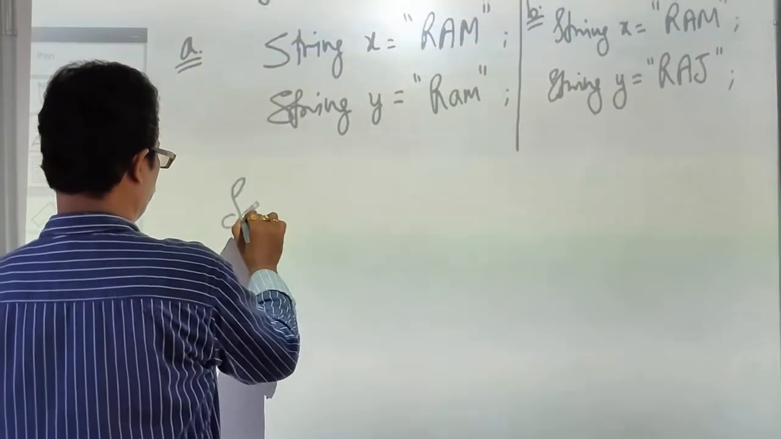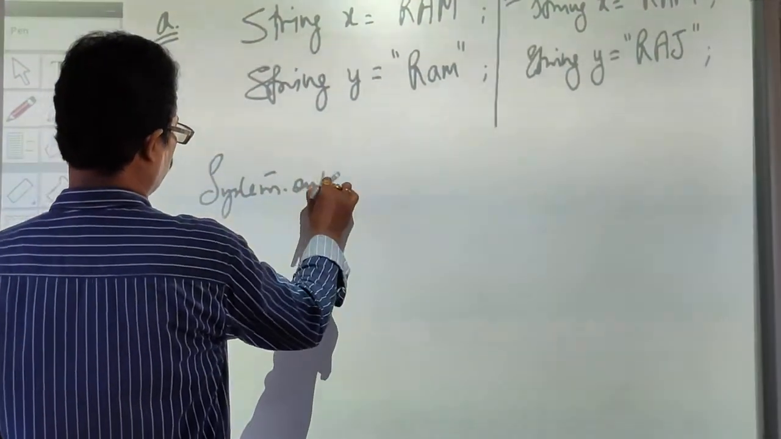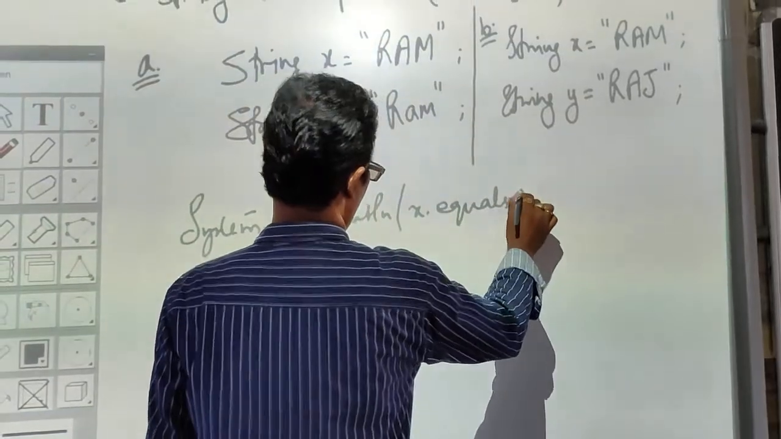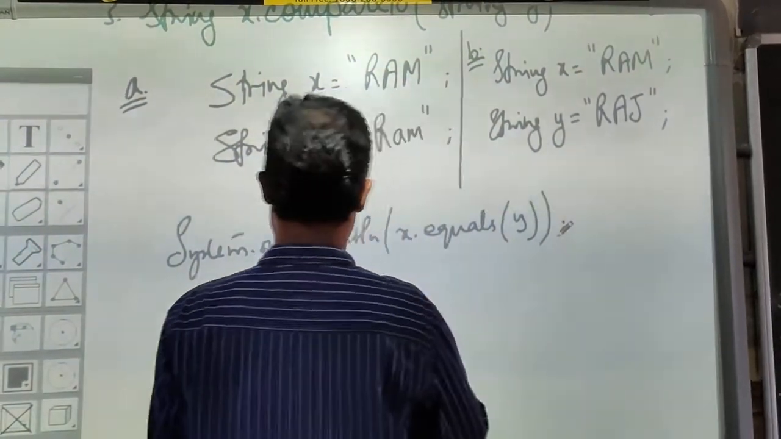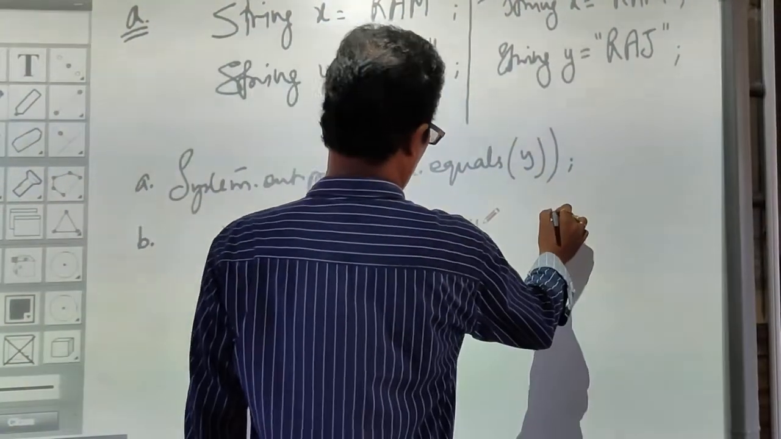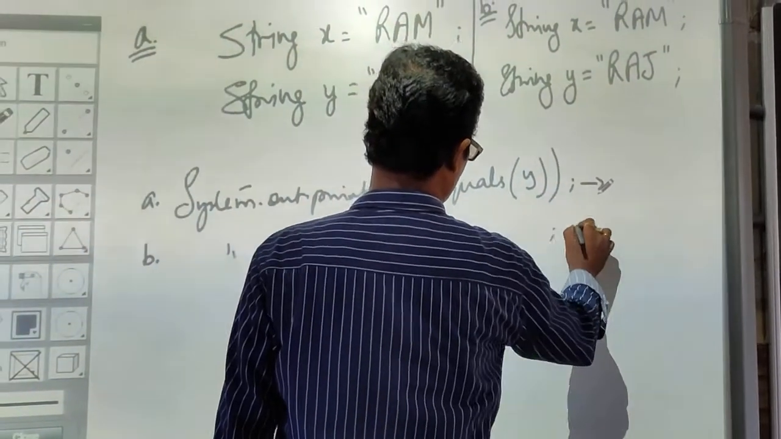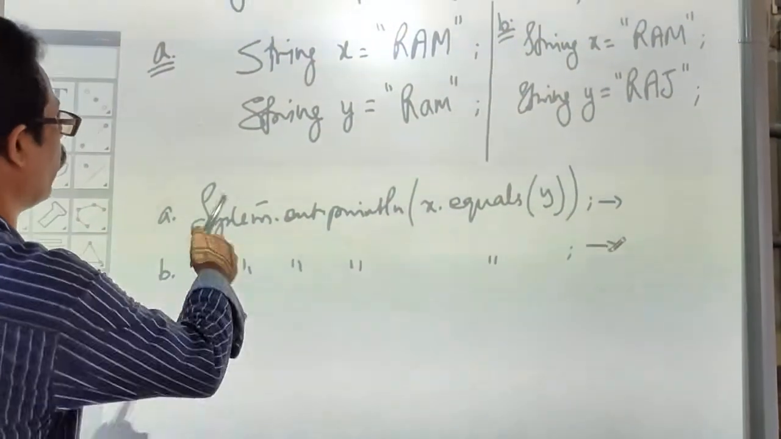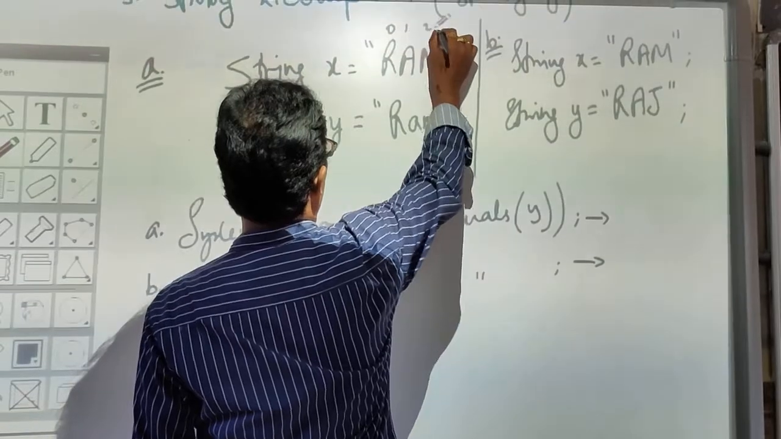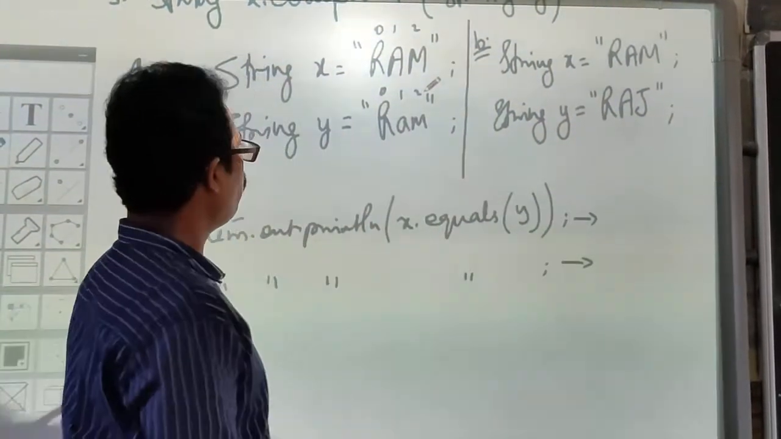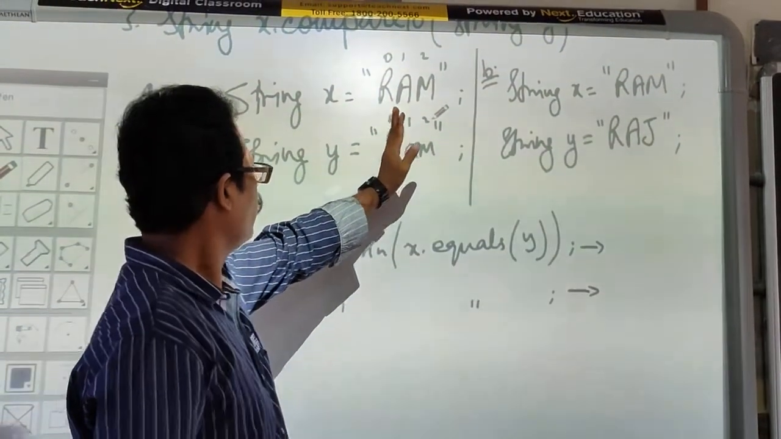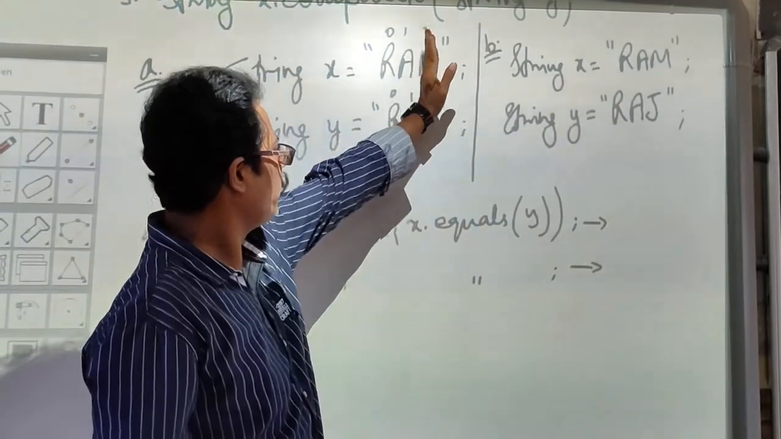Suppose I write here System.out.println(x.equals(y)). This is the first case, and in the second case also I write the same thing. So what is the result that I am going to get in these two cases? In the first case, it will take the indexes 0, 1, 2. It compares index 0 of x and y, then index 1 of x and y, and then index 2.